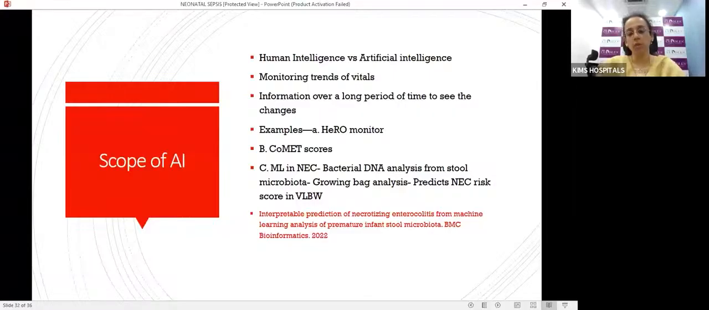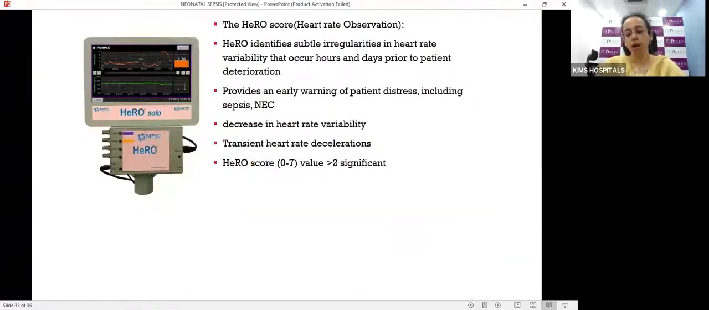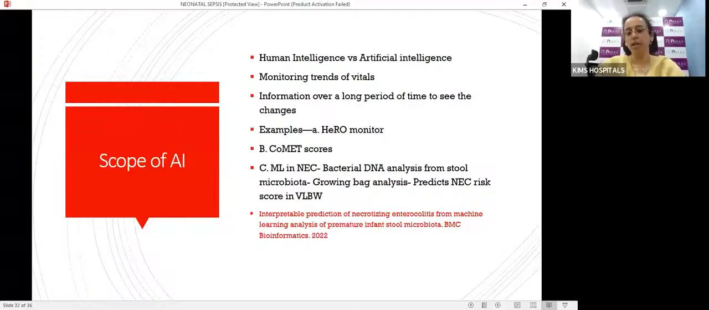And there is something called machine learning in NEC, in which, as I already discussed, everyday samples are collected from the babies who are considered to be at risk of NEC. That is from the oral mucosa, the skin, and the stool samples, and it is analyzed every day. This is called growing bag analysis, in which we look for any change in the pattern of the microbiota, that is, it can be either the proteobacteria or the Clostridium.